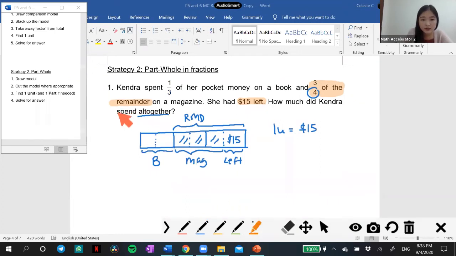Why? Do you underline this part here? Spend. Right, they're not asking you how much does she have altogether. They're asking you for how much she spent altogether. So she only spent on the book and magazine, right? And in total, you have 5 units here. 1, 2, 3, 4, 5, book and magazine. So find 5 units. 15 times 5. $75.